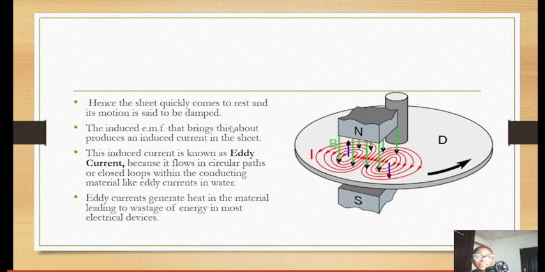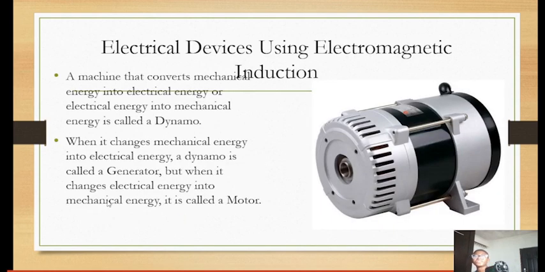The induced EMF that brings this about produces an induced current in the sheet. You can see the induced current. It is known as the eddy current because it flows in circular paths or closed loops within the conducting material, like eddy current in water. Eddy current generates heat in the material, leading to wastage of energy in most electrical devices. That's one of the disadvantages of eddy current.